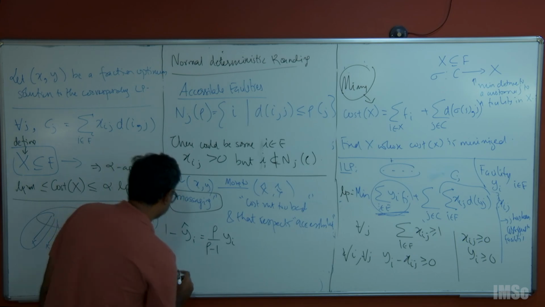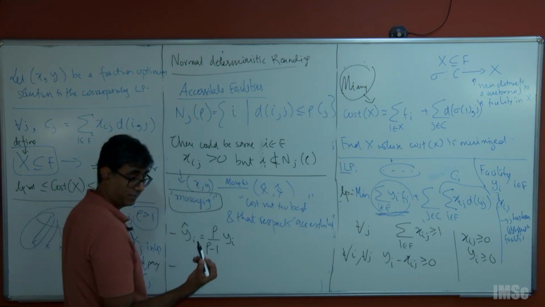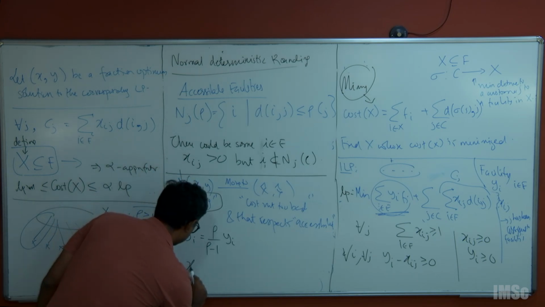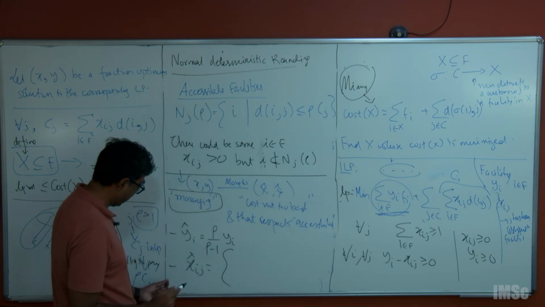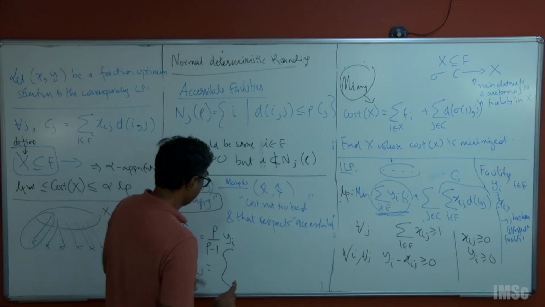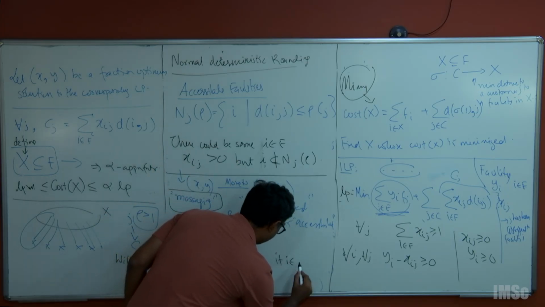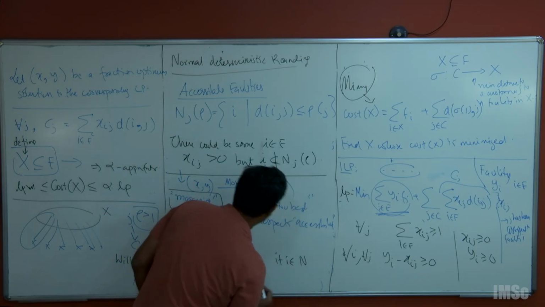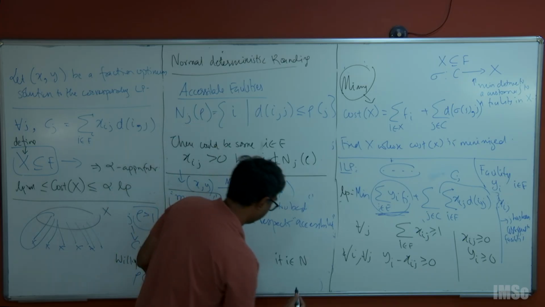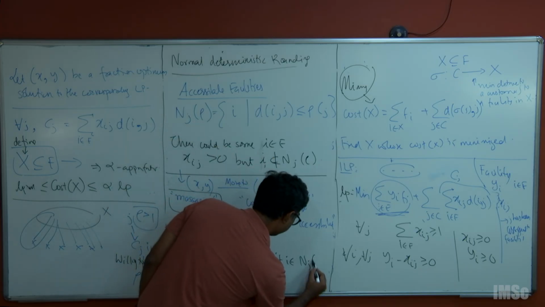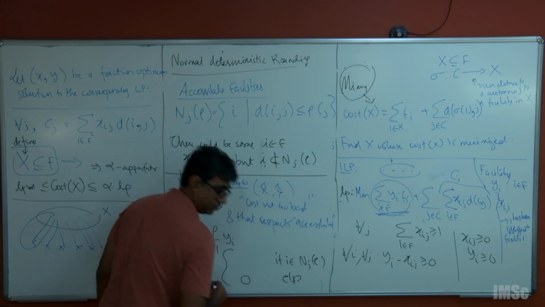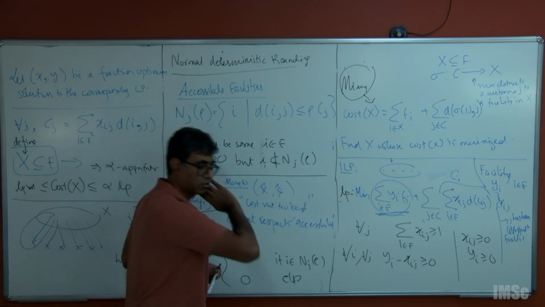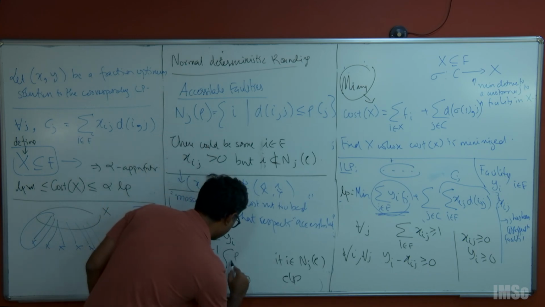And now I have to also define xij hat. What do you think xij hat will be? If i belongs to my accessible set Nj(rho), where j is a client, I will assign something. Else, what will I assign? 0. If you do not belong to this, go away. And here also I will assign rho over rho minus 1 times xij.